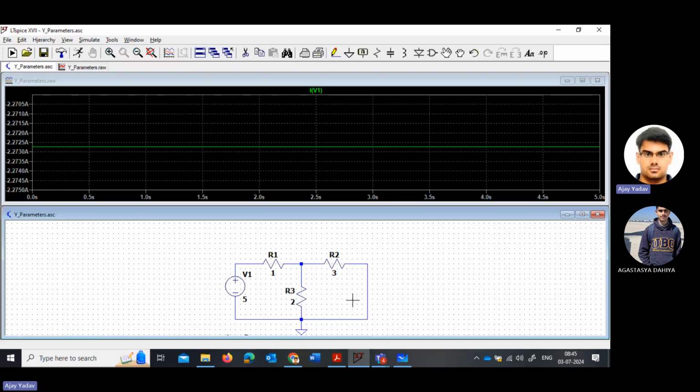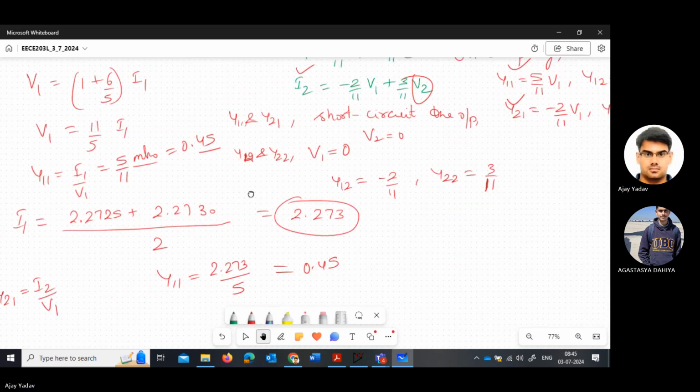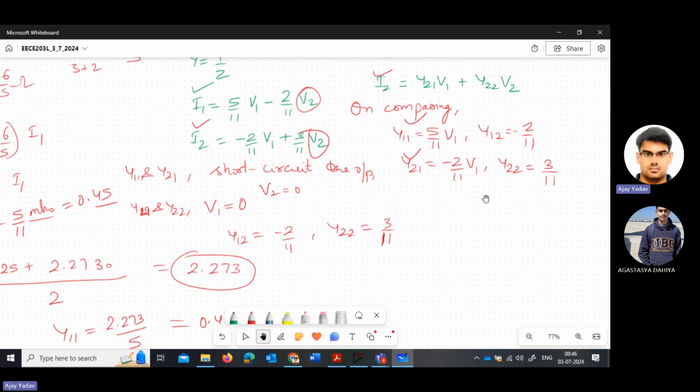What is I2 here? The voltage which is coming from this side, but because there is only one source, this will be negative. So if you see here, that's why the negative sign is coming. Because the direction is opposite to the direction assumed in the two-port network mathematics, that's why this minus sign is coming.